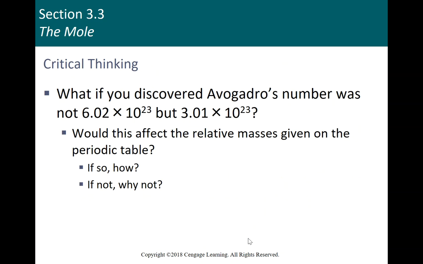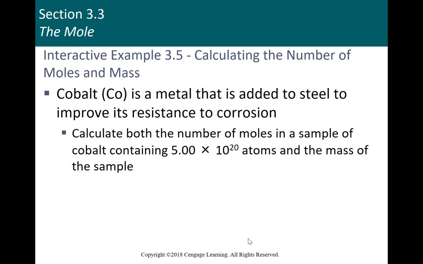What if you discovered Avogadro's number was not 6.02 times 10 to the 23rd, but 3.01 times 10 to the 23rd? And how would that affect the masses on the periodic table? If Avogadro's number was 3.01 times 10 to the 23rd instead of 6.02 times 10 to the 23rd, that would be half as much, so you would have half as many particles. And so your relative masses on the periodic table, in order to have the same mass, would have to weigh twice as much. Just a math concept, but let's go ahead and move into some problems.